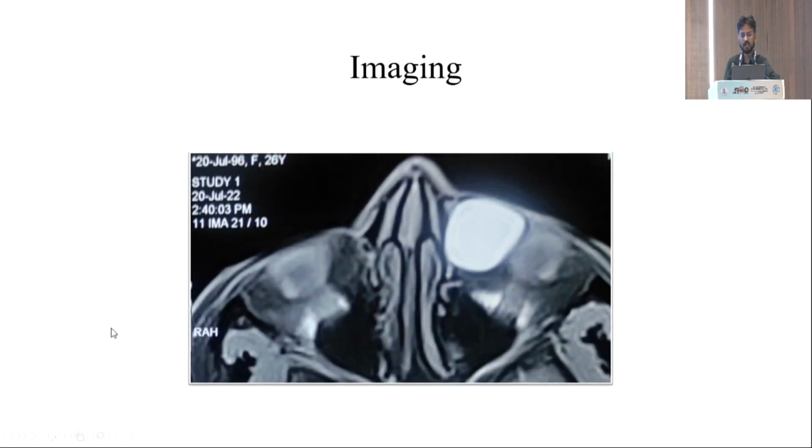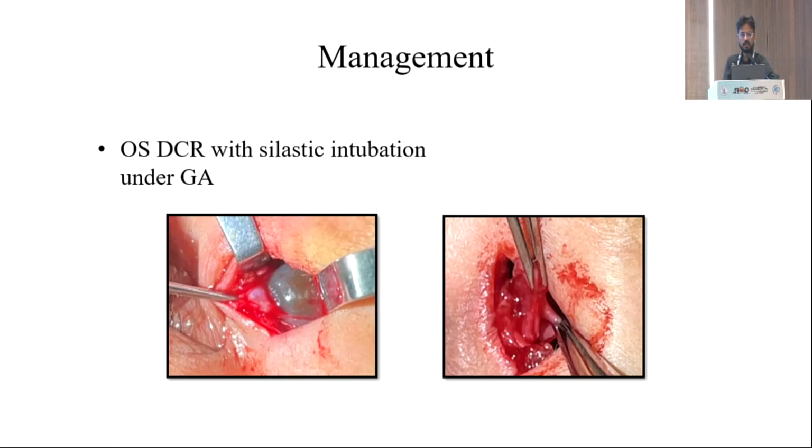Imaging again showed a large hyperintense cystic mass in the area of the nasolacrimal duct. So again we opened it, we went inside. What did we find? We found a large intraluminal cyst. Whether it was within the lacrimal sac or adjacent to the lacrimal sac, it was difficult to differentiate.